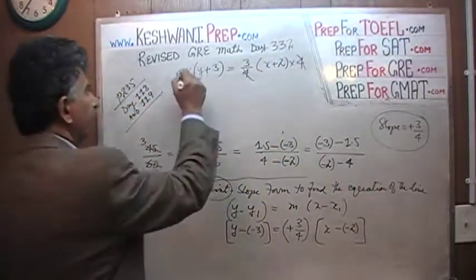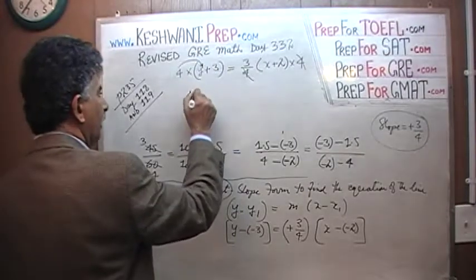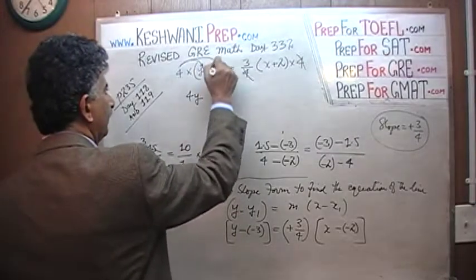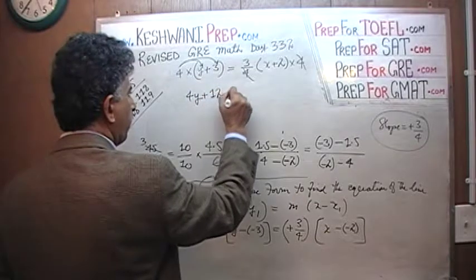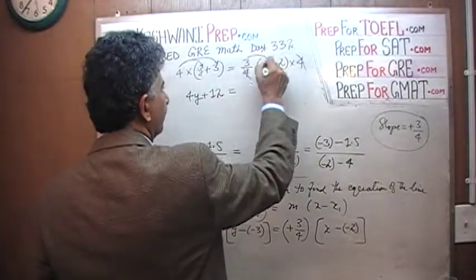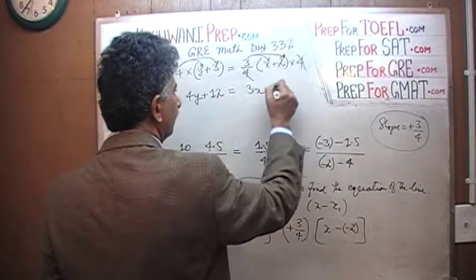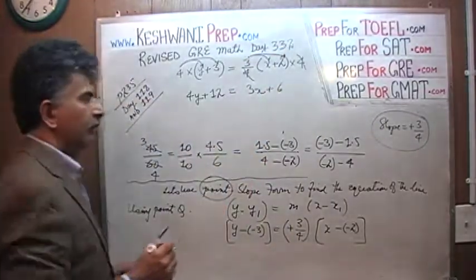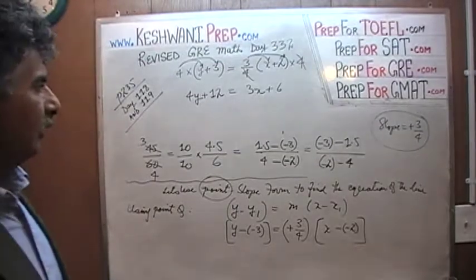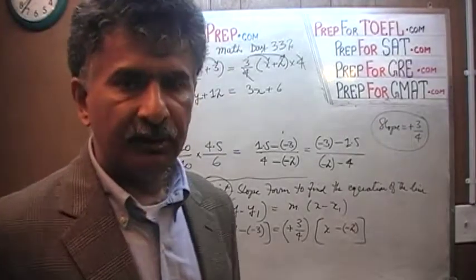We are almost there. 4 times y is 4y, and 4 times 3 is 12. And here we have 3 times x, which is going to give us 3x, and 3 times 2, which is going to give us 6. We are still not quite done. We have to keep on going. We have to give this final answer in the standard form.